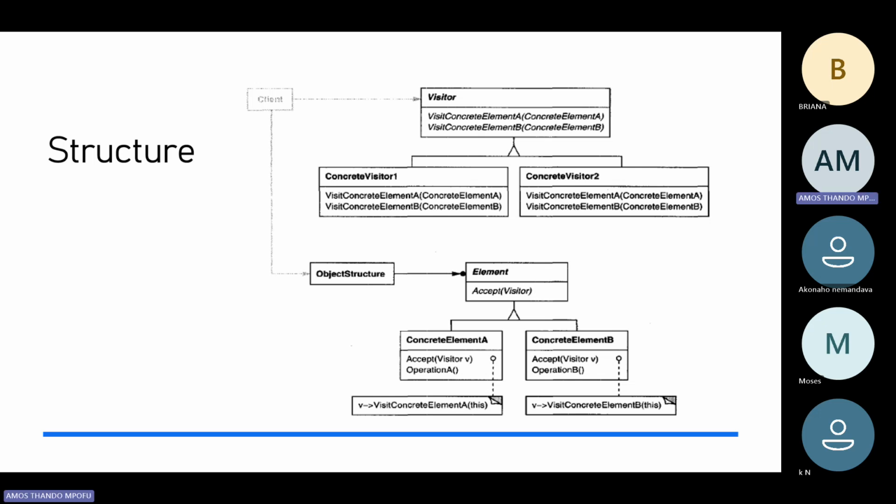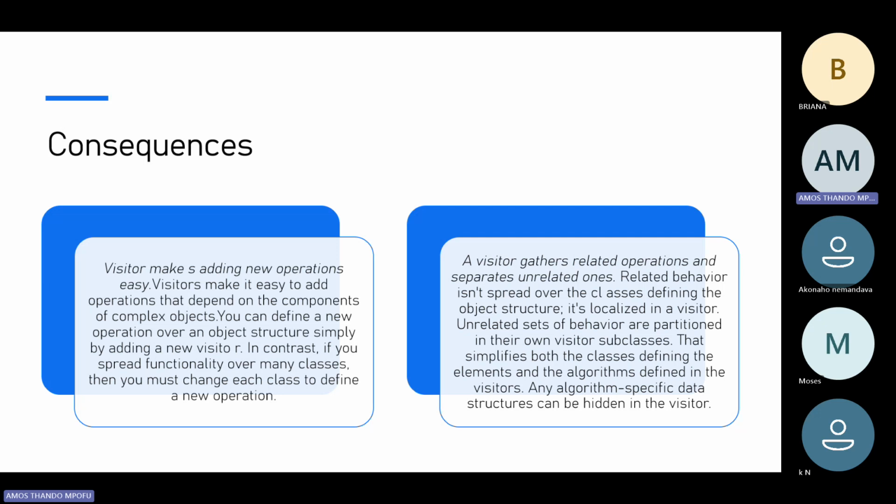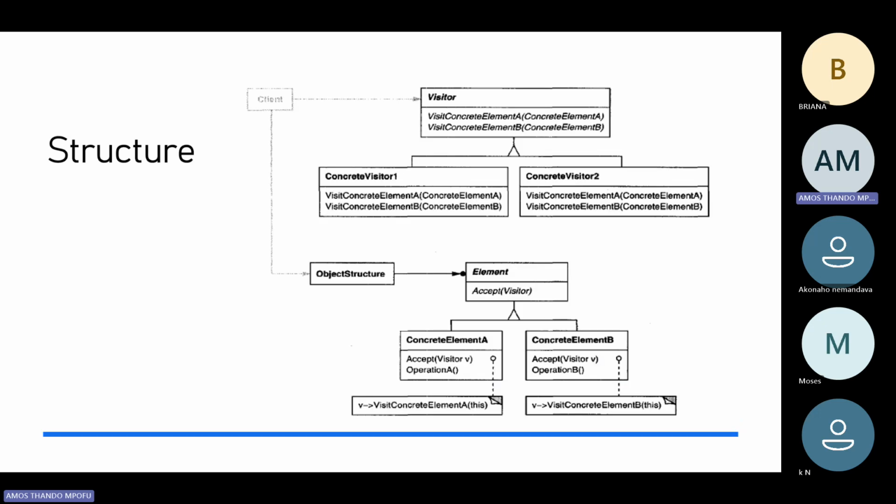So here's the structure of how it would look. Let me see if I can zoom in here. Right, so this thing is cool. Okay, it's not perfect. I thought it was. As you can see, we have the visitor, which is going to be an abstract visitor. So we always have abstract and concrete. So we have the abstract visitor, and then this is the element that's being visited.